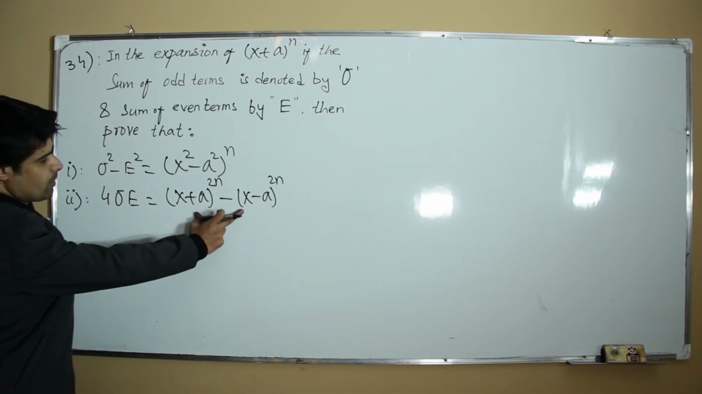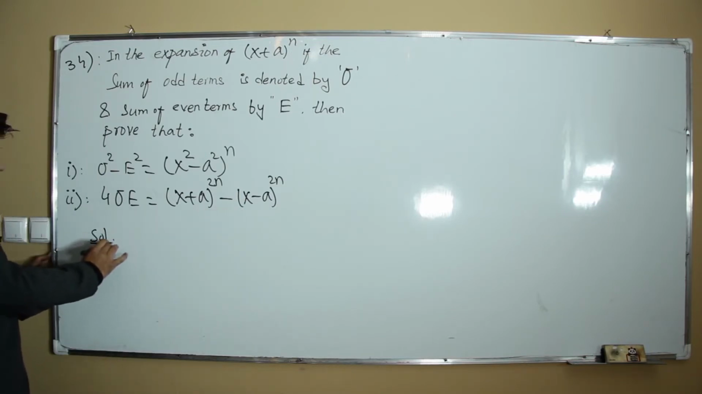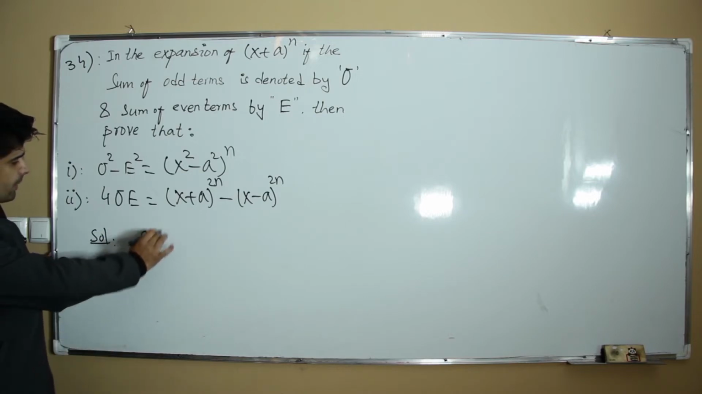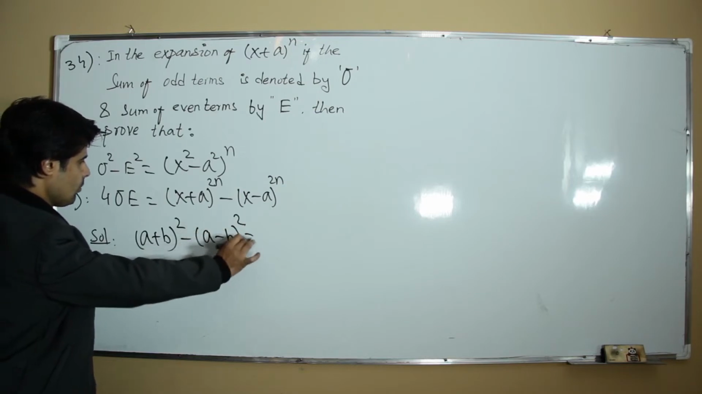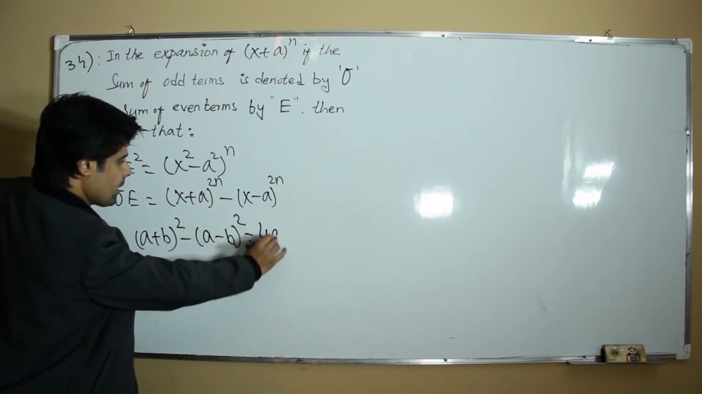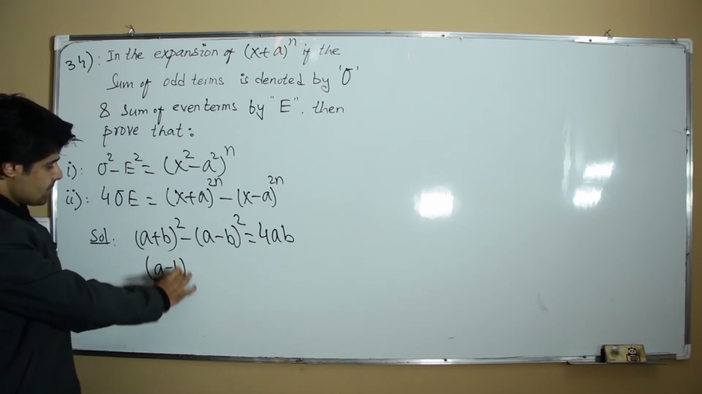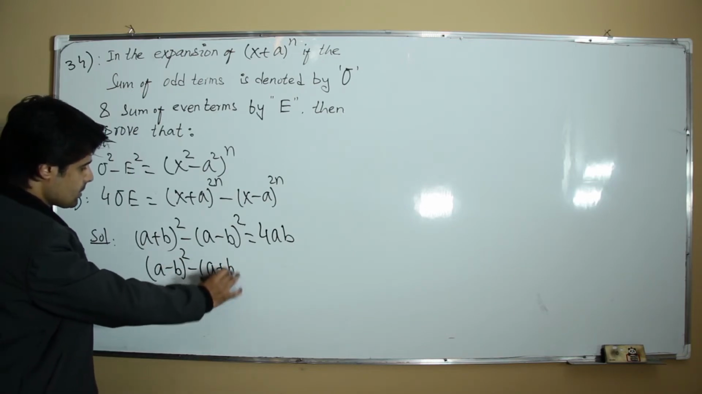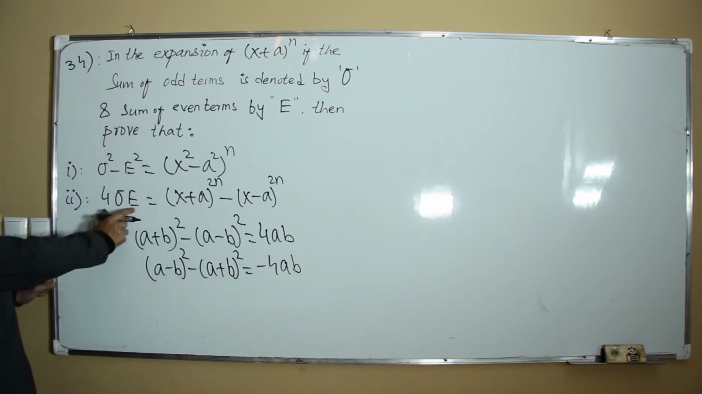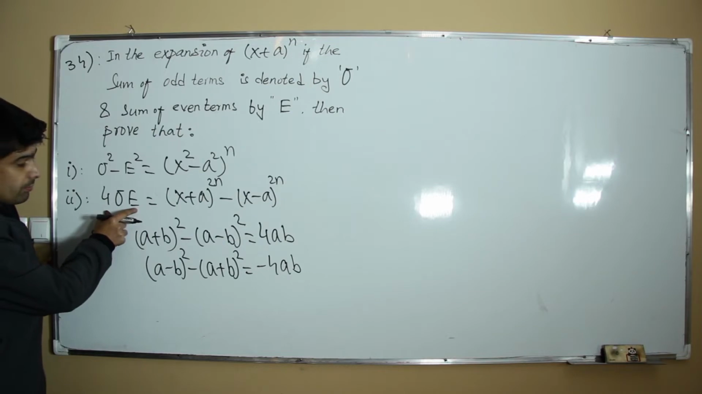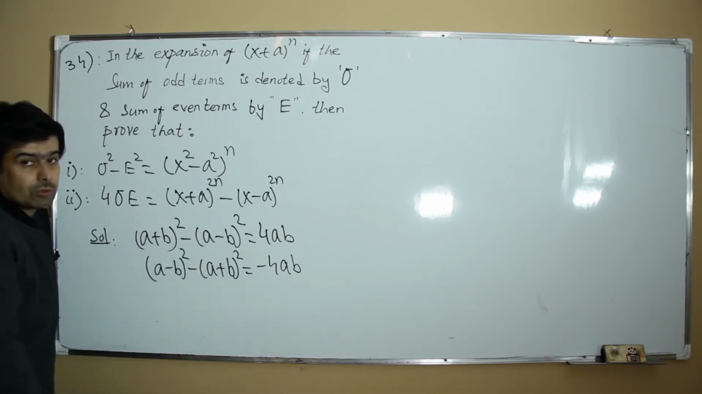Second one: 4OE is equal to this one. How can we prove it? It's simple. One thing that you know, if we have (a + b) square minus (a − b) square, what's the answer? It is 4ab. If we have (a − b) square minus (a + b) square, the answer is minus 4ab. In here we have 4OE, so the brackets should be (o + e) square minus (o − e) square.